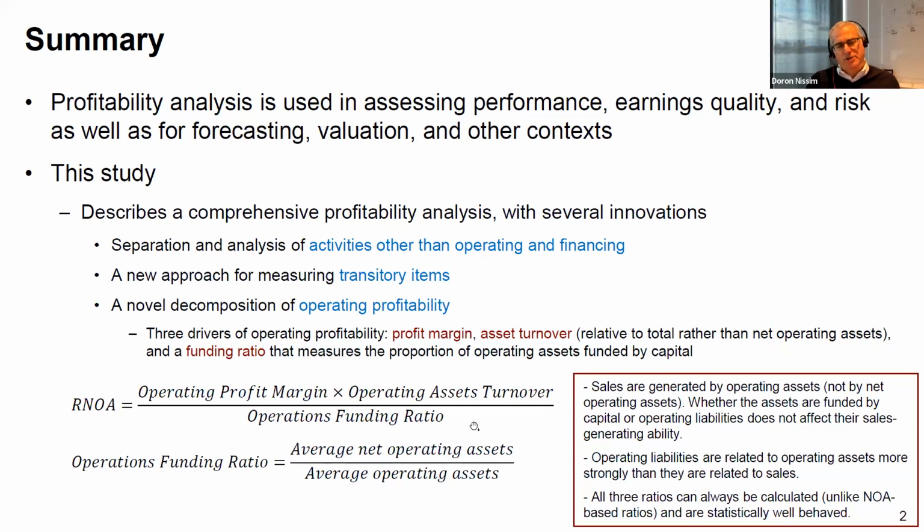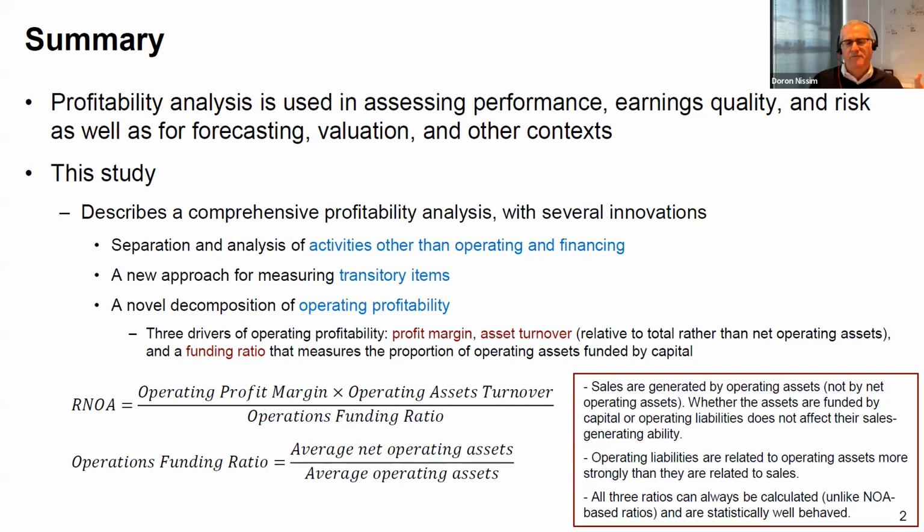And the logic, again, there are several reasons here, and I summarize them on the side here. Again, basically sales being generated by operating assets, not net operating assets. The fact that when you deflate by operating assets, it's a more robust measure to deflate by. And the third element here is that operating liabilities are more related to operating assets than they are to sales.